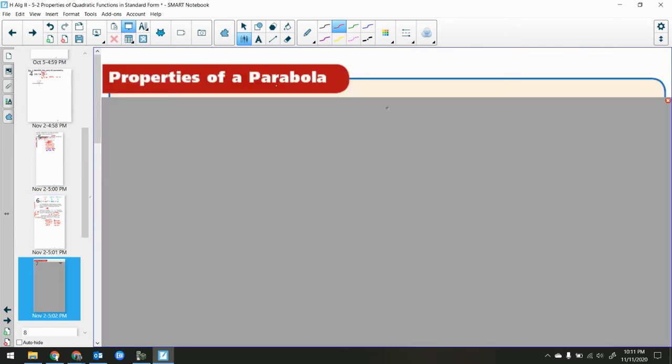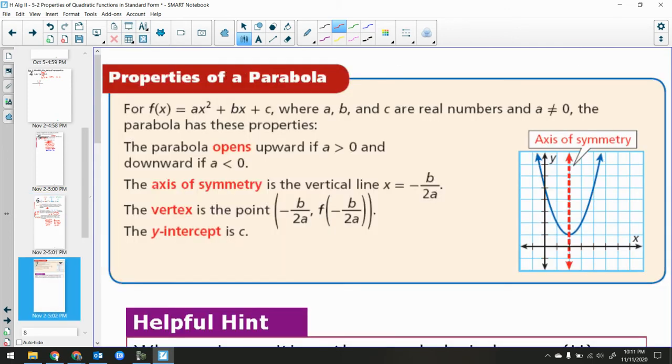So let's wrap it all up. Let's put it all together. We know all of these things to be true. Now we're talking about a, b, and c when it's in standard form. If a is greater than 0, that means there's no negative sitting out front. It has not been reflected across the x-axis. Therefore, if a is greater than 0, it opens upward. If a is less than 0, a reflection has been applied, and it would open downward. The axis of symmetry is negative b over 2a.